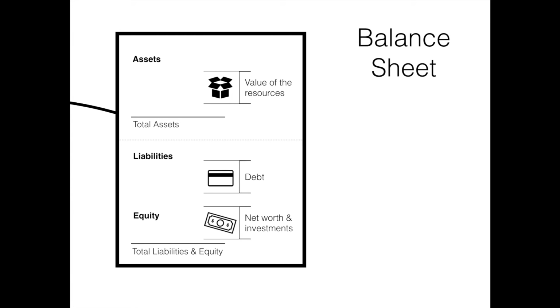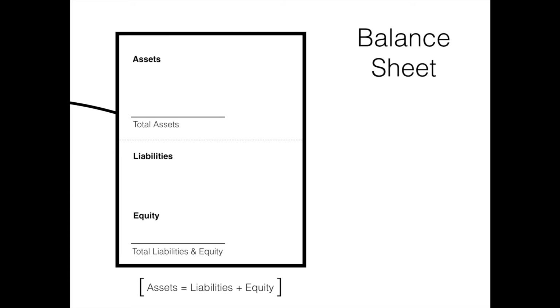The balance sheet is driven by the following formula. Assets equals outstanding debt, which is liabilities, plus owner's equity, which is the net worth of the owners.